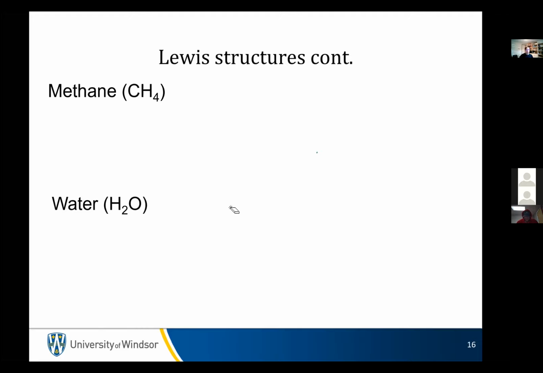Lewis structures continued. So let's say we have something a little bit more complicated. Again, hopefully, none of this is all that complicated. We've got carbon. Carbon's got four valence electrons.